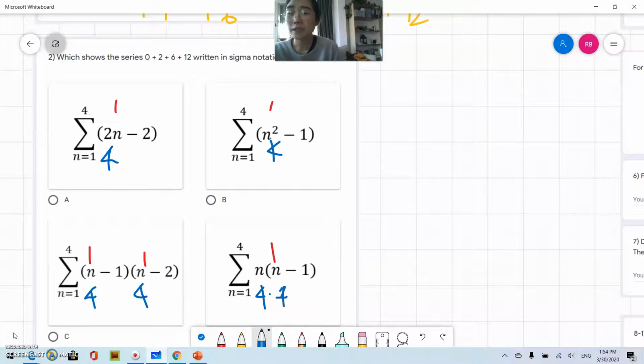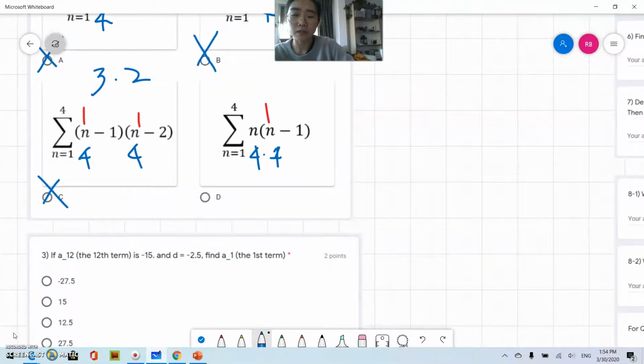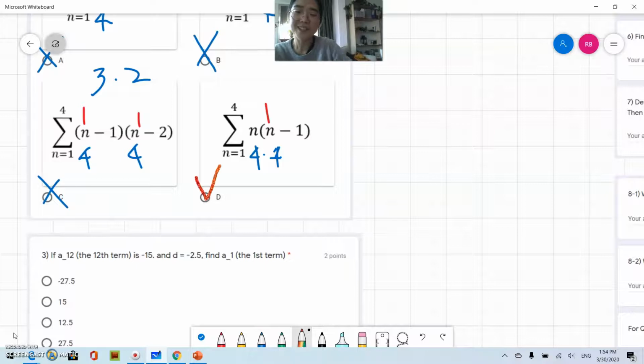So the first one is 8 minus 2, which is 6. So this is not the answer. And 16 minus 1 is 15, not the answer. 3 times 2 is not an answer. So the answer must be D, and it is. It's 4 times 3, which is 12.